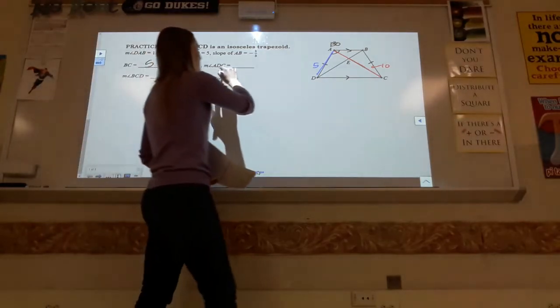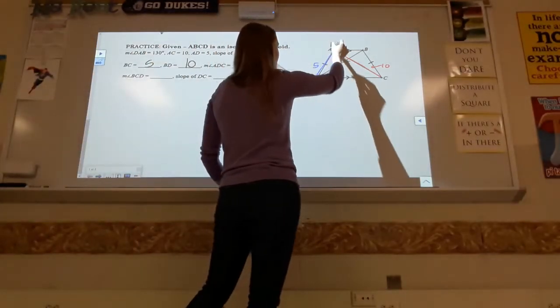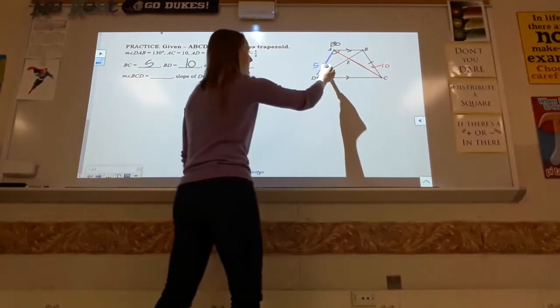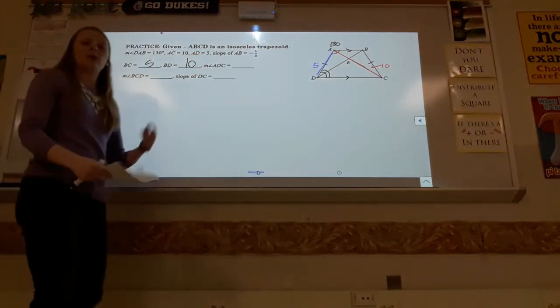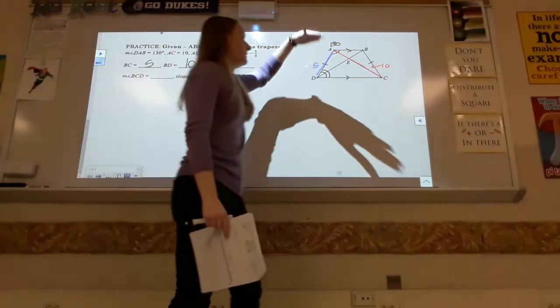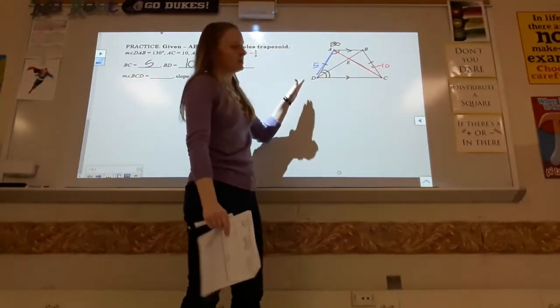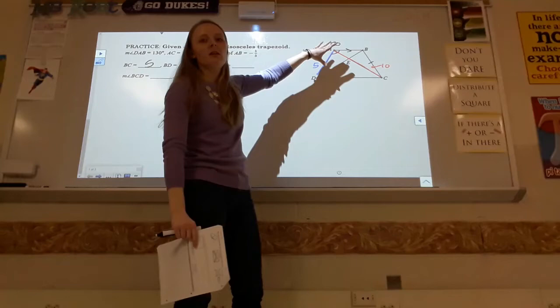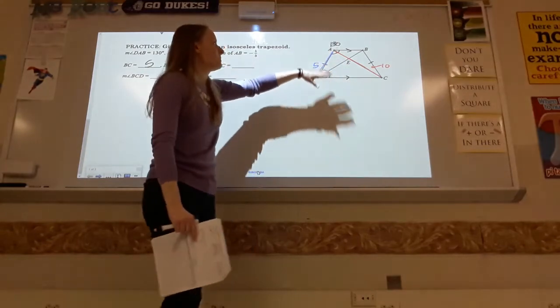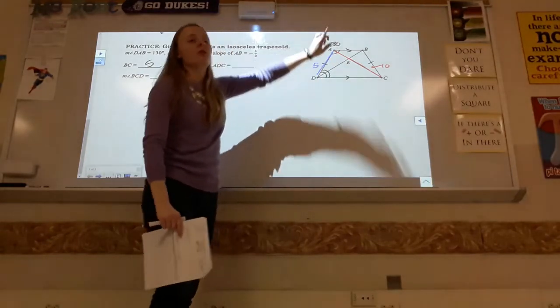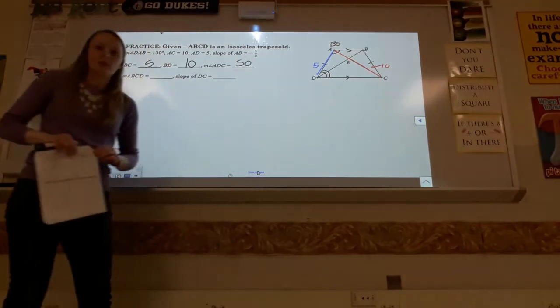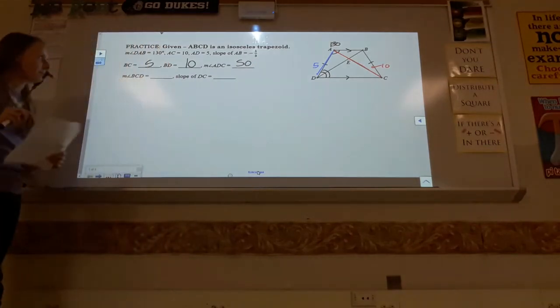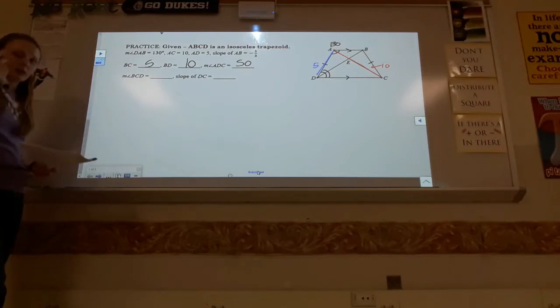They want me to find angle ADC, which is this full angle right here. Remember, in trapezoids, whether isosceles or not, these are parallel and this is a transversal, so that makes these consecutive interior angles supplementary. If they've already told me that one is 130, this one has to be 50 to be the supplement of that angle. Hopefully that came pretty quickly.